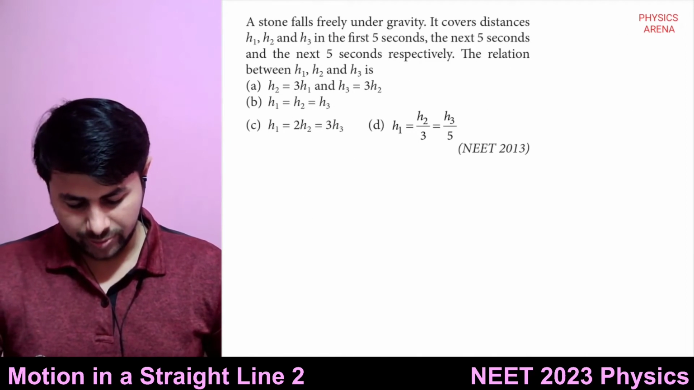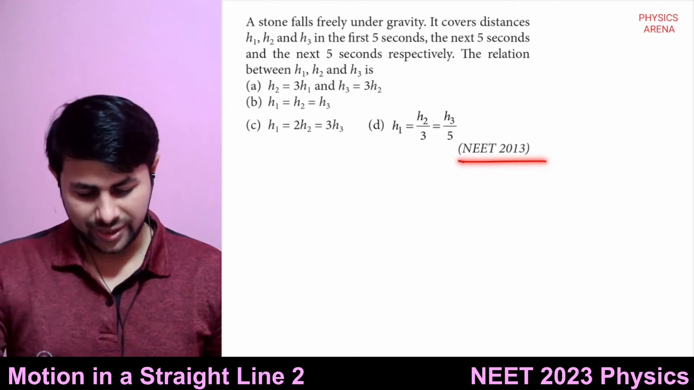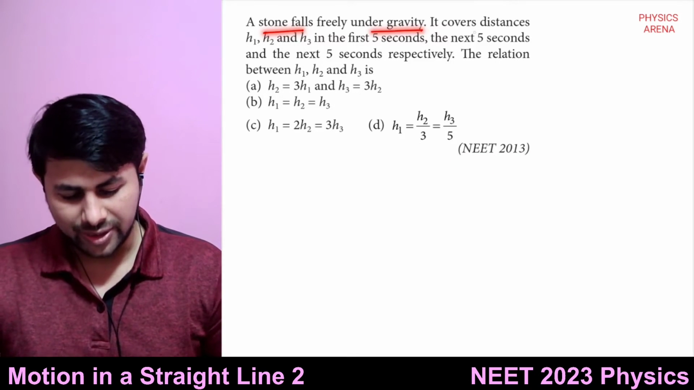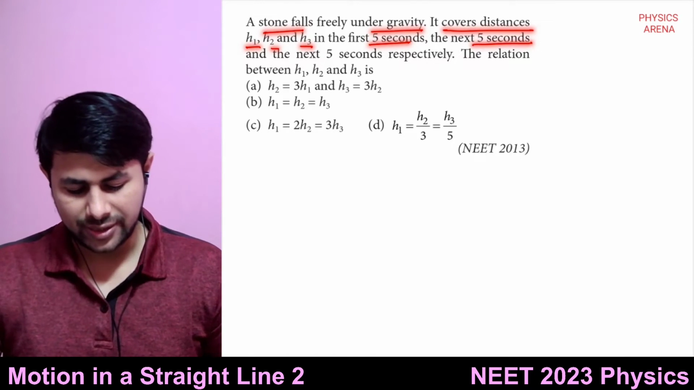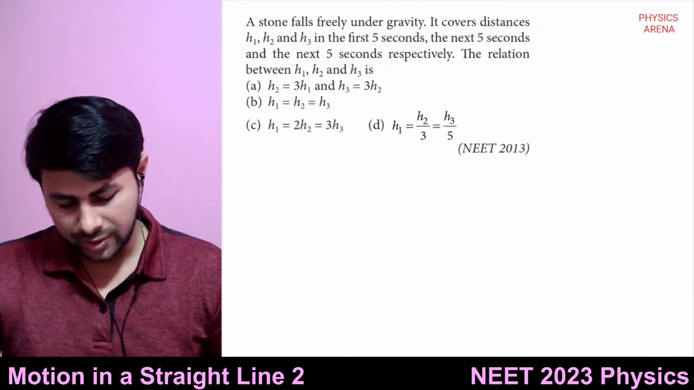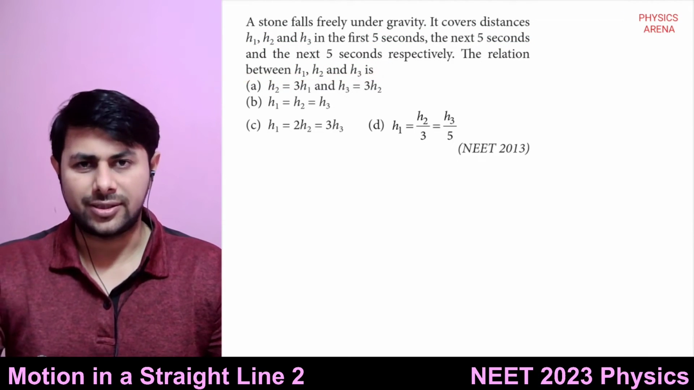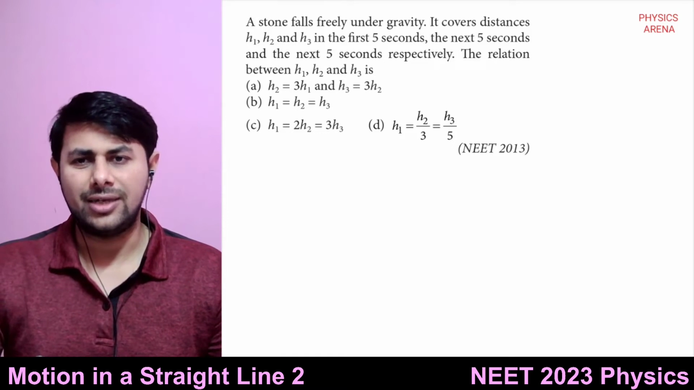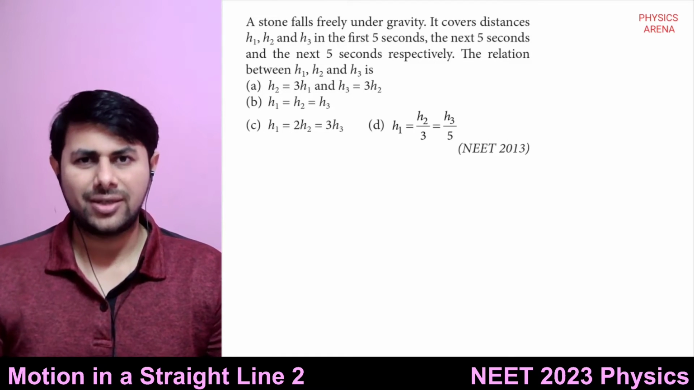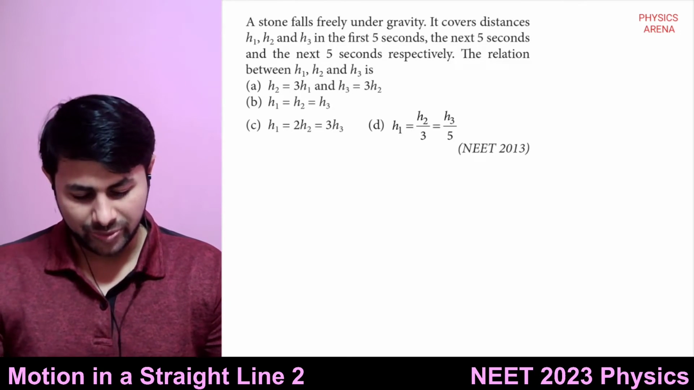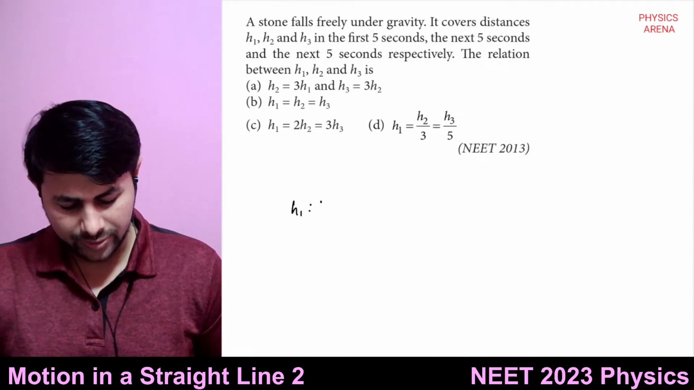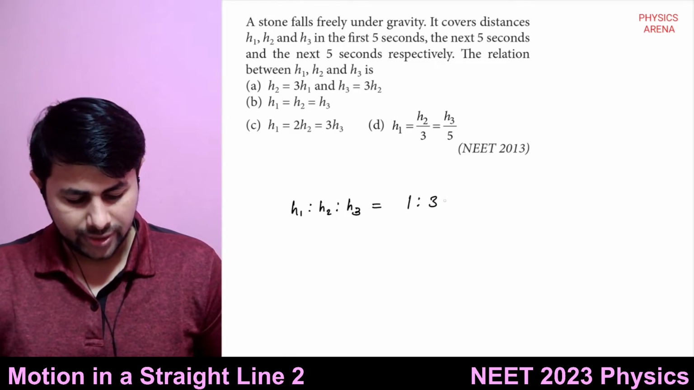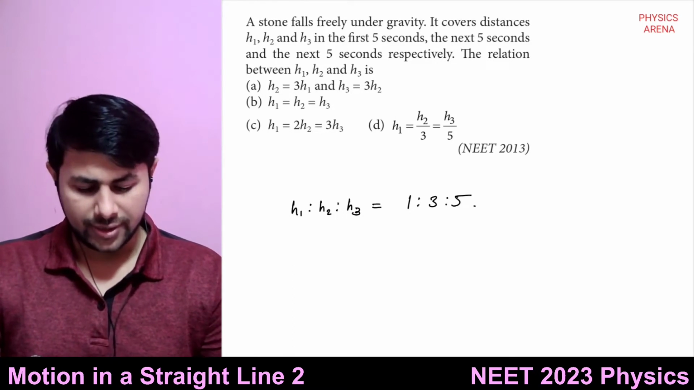Let's move on to the next problem, and this is what I was saying. A stone falls freely under gravity. It covers distances of h1, h2, h3 in the first 5 seconds, next 5 seconds, and next 5 seconds respectively. The relation between h1, h2, h3 is. So here we can apply Galileo's law of odd numbers. First 5 seconds, next 5 seconds, and next 5 seconds. What will be the ratio? So h1 is to h2 is to h3 is equal to what? 1 is to 3 is to 5, right? This will be the ratio.